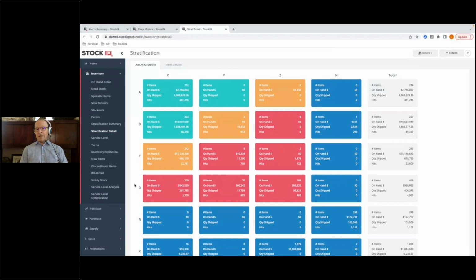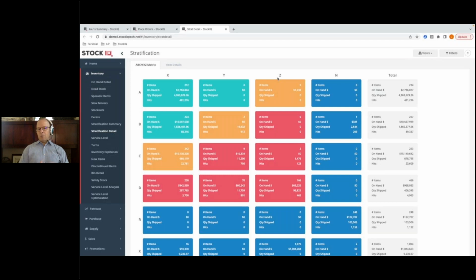So for instance, in Business Central, you can assign a class to an inventory item. You can assign an A, a B, a C, etc. What StockIQ is doing is we're dynamically going out and we're evaluating how that item behaves based on what's important to us as a company. So one of the things to note in here is I have a 2-dimensional matrix. The first one is the A, B, C, and D. And then up at the top, there's another dimension called X, Y, and Z.